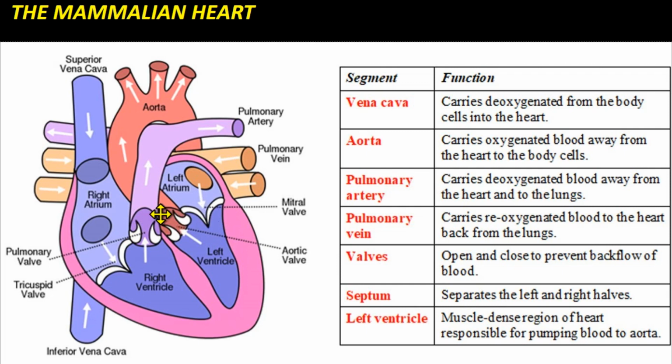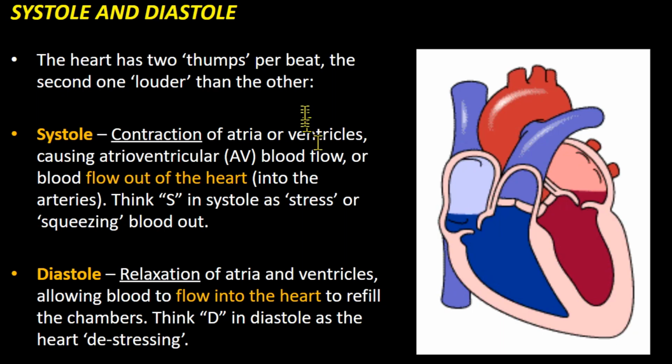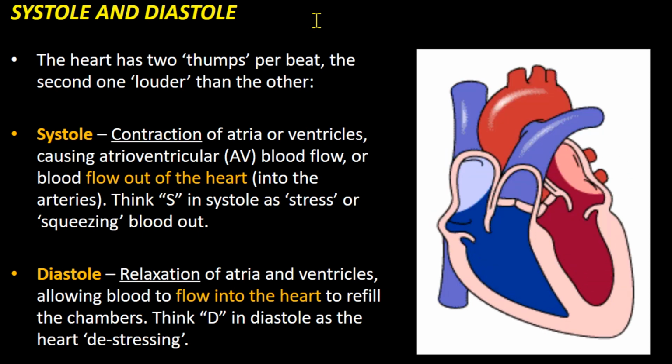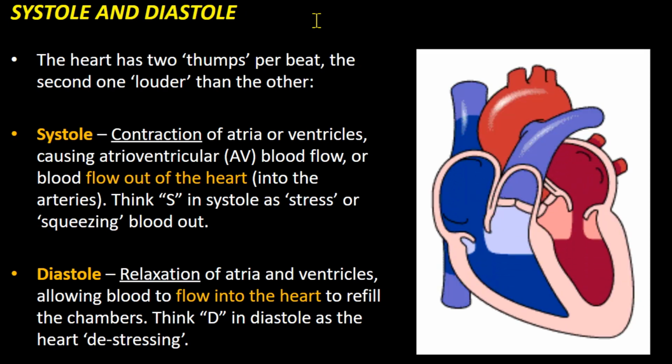Separating the left and right sides of the heart is the septum, and in particular we have to know the left ventricle. The left ventricle is the muscle dense region of the heart responsible for contracting and pumping blood to the aorta. Systole and diastole. So the heart has two thumps per beat, the second one louder than the other. These two terms refer to systole and diastole.